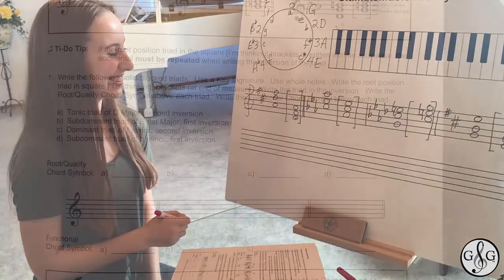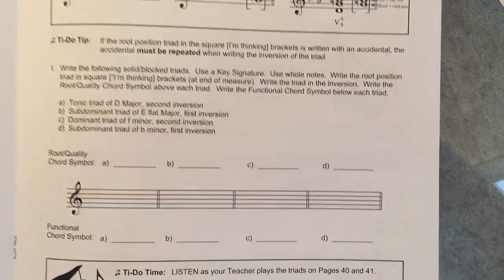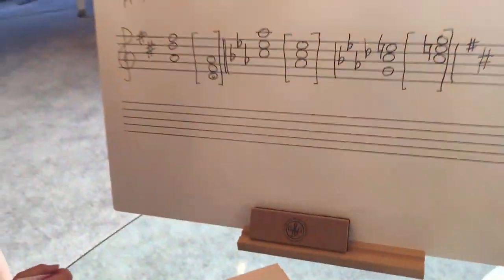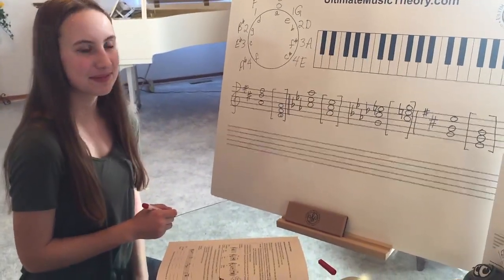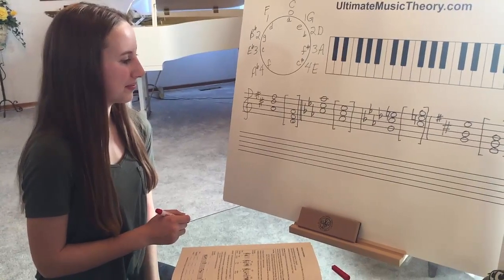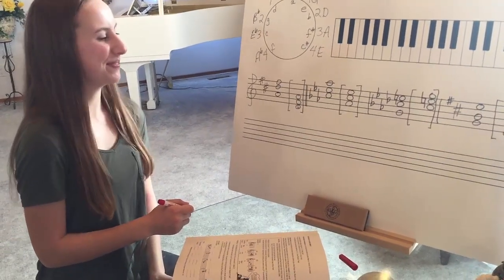Here's Cassidy. Okay, Cassidy, we're on page 41, and we're now going to do our chords. So I noticed that you've already gone ahead and done them on the whiteboard. So we're going to do the root quality chord symbol and then the functional chord symbol. We're going to do the root quality chord symbol above the chord and the functional chord symbol below. You ready? Yes, ma'am, she says.